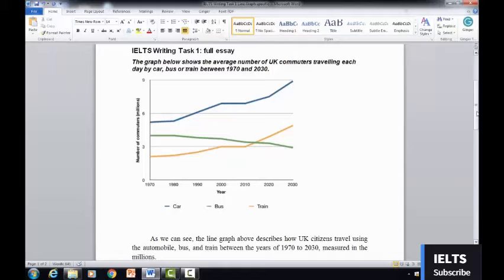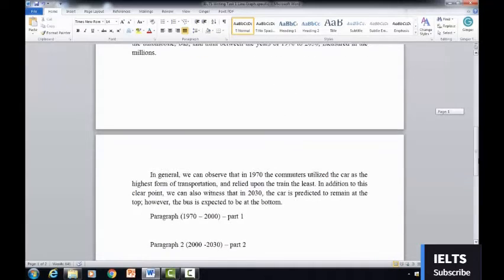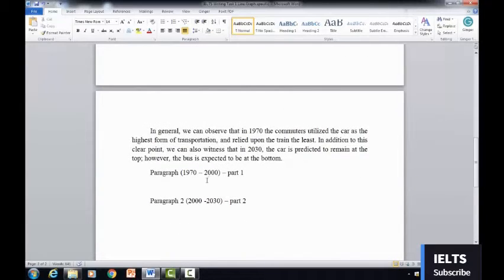And in a similar fashion, we can say also for the bus, which is the green line, the bus makes a gradual decline from around 4 million down to just under 4 million in 1990. So we're getting into our comparisons of our numbers now. It might look something like this.